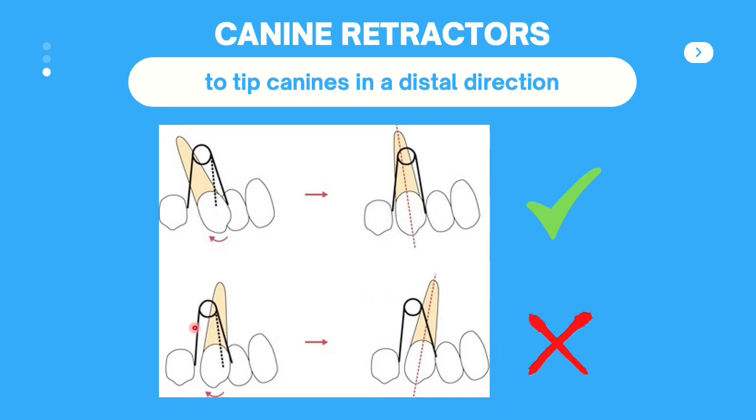Okay, and the below photo shows that the position of the root apex is positioned wrongly. So when you tip, the tooth will not be positioned correctly.